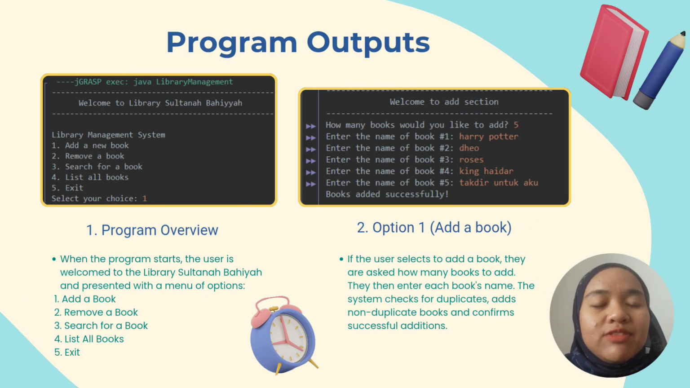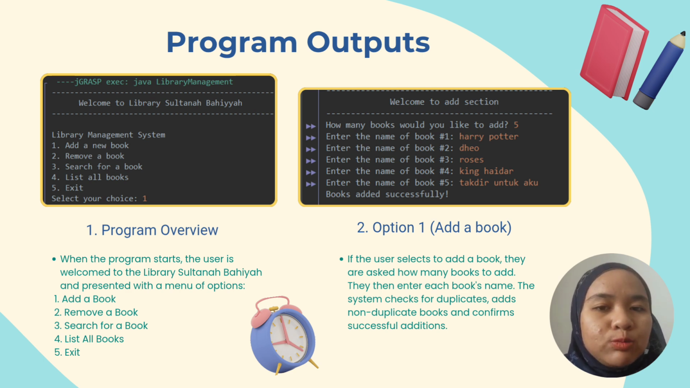Now, let's look at the several outputs that have been displayed in our Sultanah Bahiyah library system. Upon starting the program, the user is greeted with a welcome message that introduces them to the library Sultanah Bahiyah, and the user is presented with a menu offering several options such as adding a book, removing a book, searching for a book, listing all books, or exiting the program. The user is prompted to select one of these options by entering the number that they want.